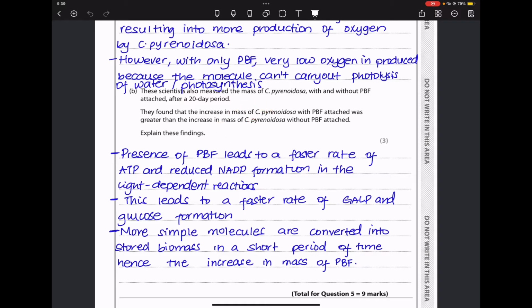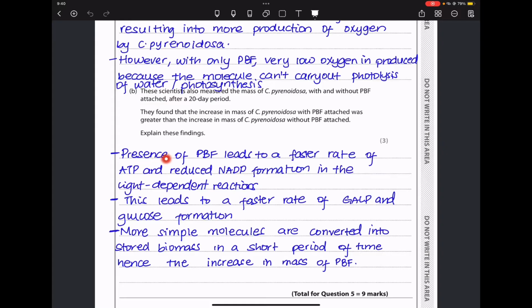This is easy. Increase in mass is due to more biomass being made within the species. So that means if there is BPF attached, there is going to be more photosynthesis, there is going to be more glucose produced, there is going to be more converted into stored biomass.